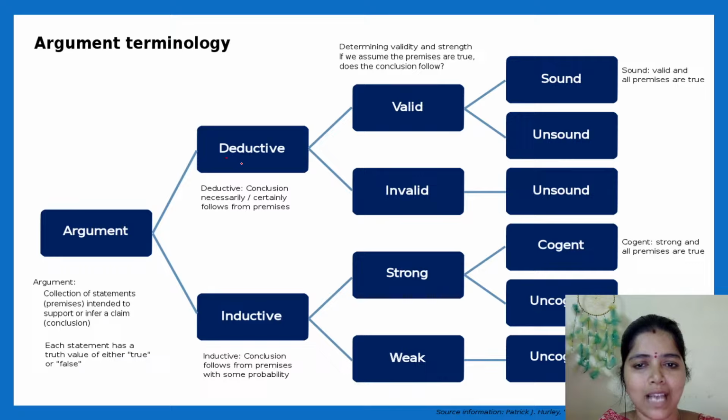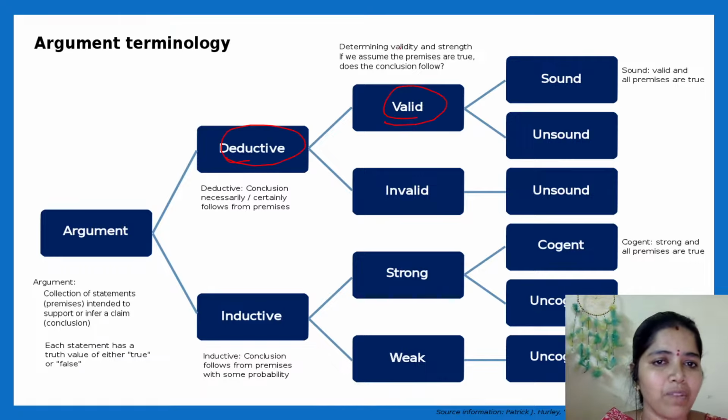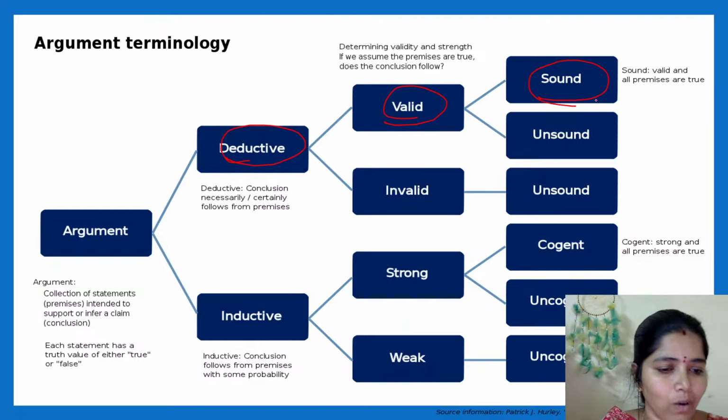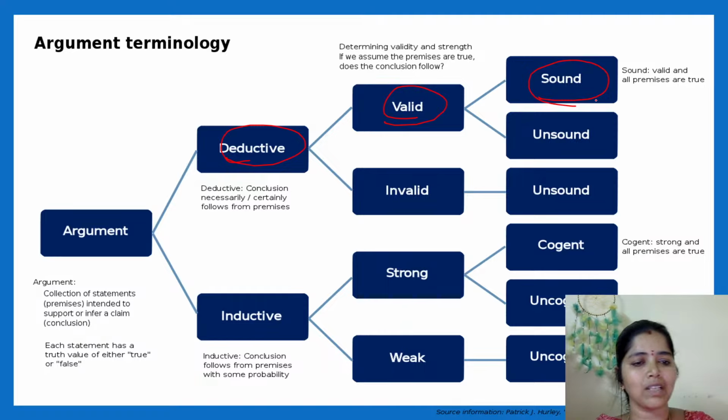See, when we say it's a deductive argument and it is valid, the validity depends upon whether the conclusion follows the premises. Right? Then we will say it is a valid argument. And when the premises are also true, then we will say it is a sound argument. Clear? Very good.